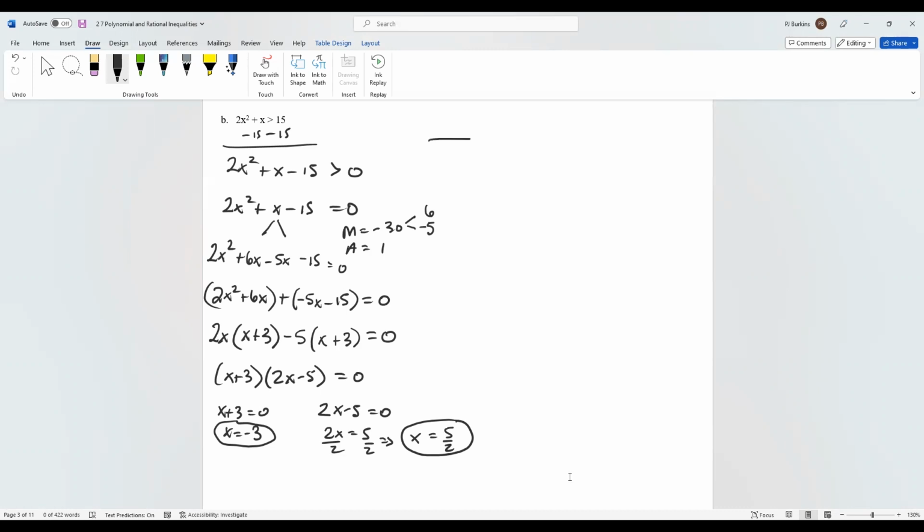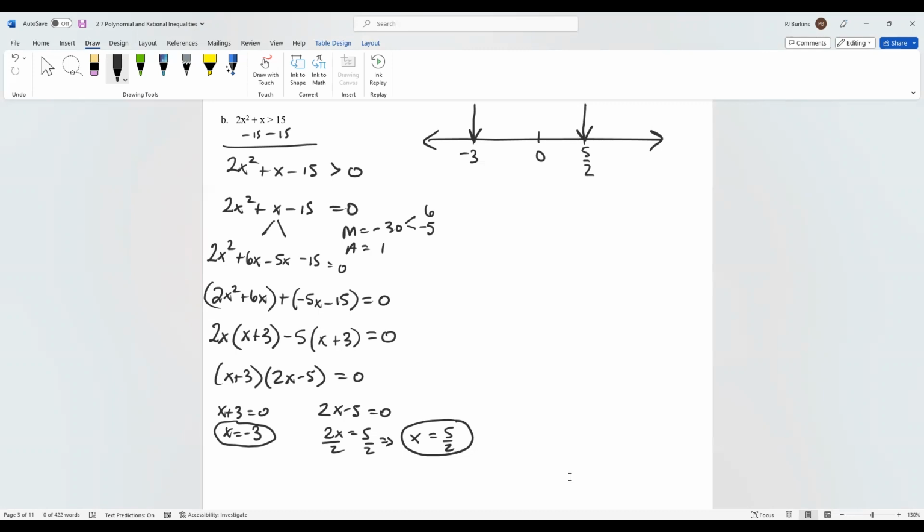So I would draw my number line. I'm always going to just put 0 here just to keep my bearings. I have -3, and then I have 5/2. Okay. Again, -3 and 5/2 are the boundaries. So I'm going to put arrows there.